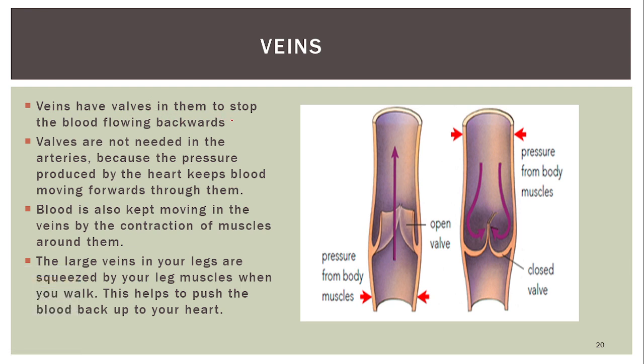Moving on to veins again. Veins have valves in them to stop the blood from flowing backwards. Yes, these are the valves. This valve is open and this valve is closed. Valves are not needed in arteries because blood moves under high pressure, so there's no chance of it flowing back. Blood is also kept moving in the veins by the contraction of muscles around them. Example, your legs.